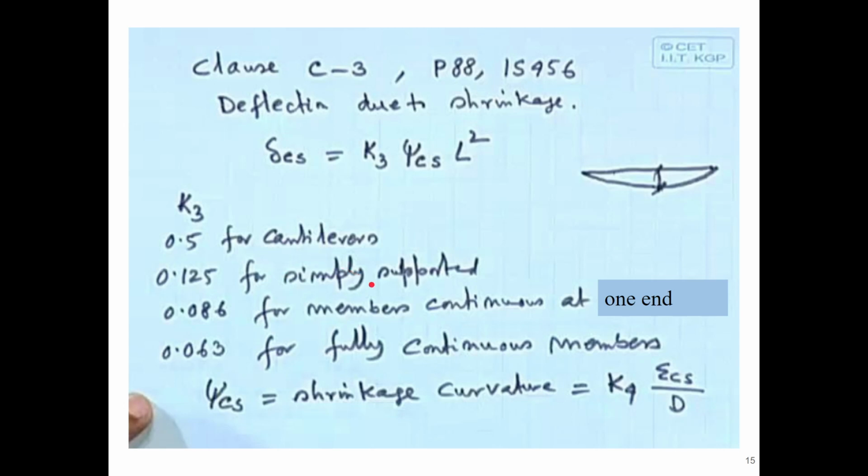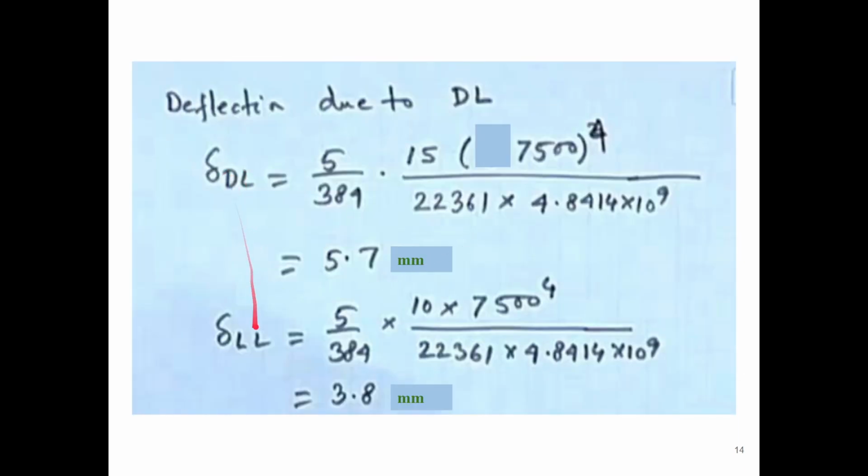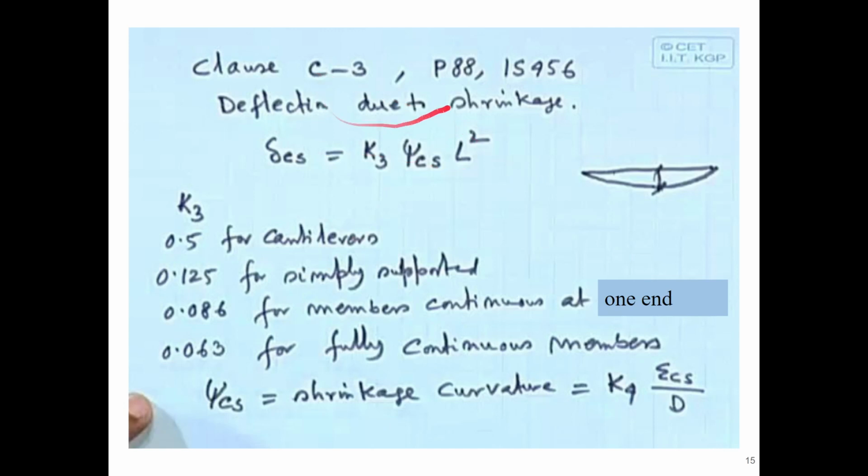And now the deflection due to shrinkage. We can find the delta cs value using clause C3, page 80 of IS 456, that is k3 psi cs l square. So this is basically the deflection due to dead load and live load, and this is the deflection due to the shrinkage.